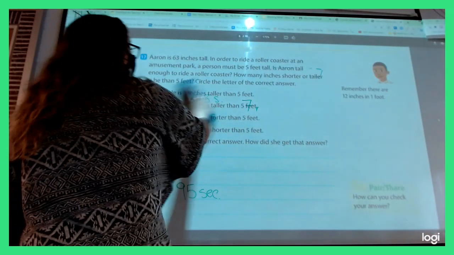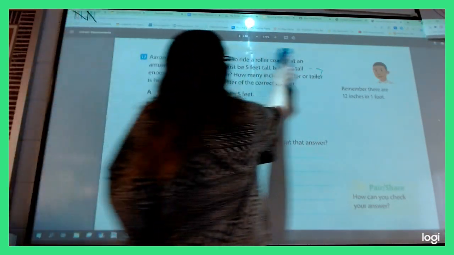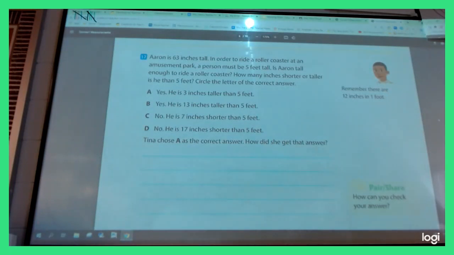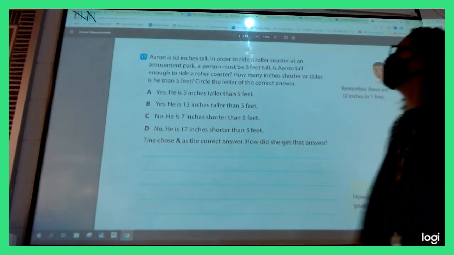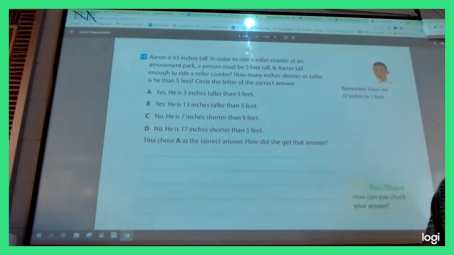17. Aaron is 63 inches tall. In order to ride a roller coaster at an amusement park, a person must be 5 feet tall. Is Aaron tall enough to ride a roller coaster? How many inches shorter or taller is he than 5 feet? Circle 1 correct answer. Okay, let's mark up our problem.